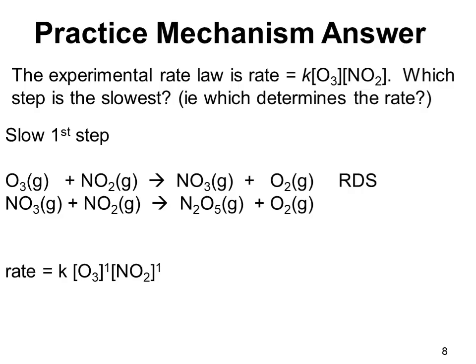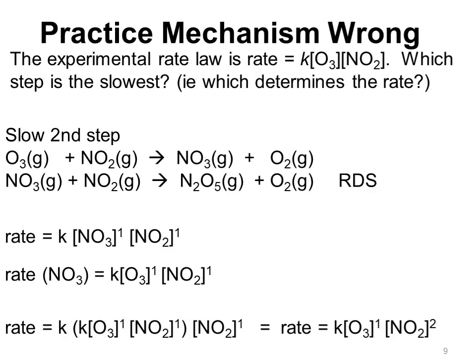Okay, so if we say this first step is slow, right, that means that's the only collision that matters. So we get ozone and we get NO2, each to the 1. That is the rate law they had in the question. So there we go, that's the right answer. Let's take a second, though, and look at the other possible answer, just because it's good practice.